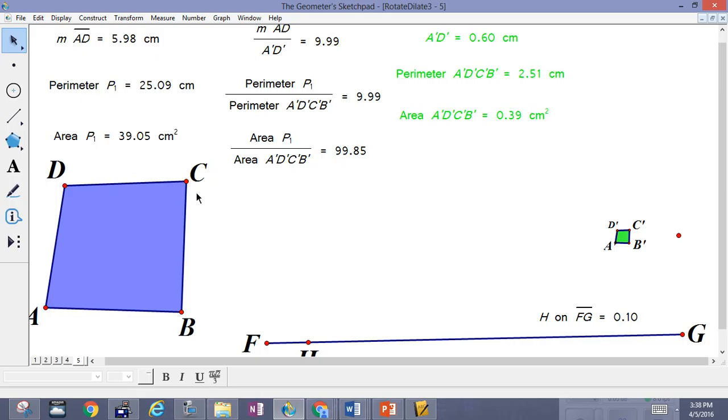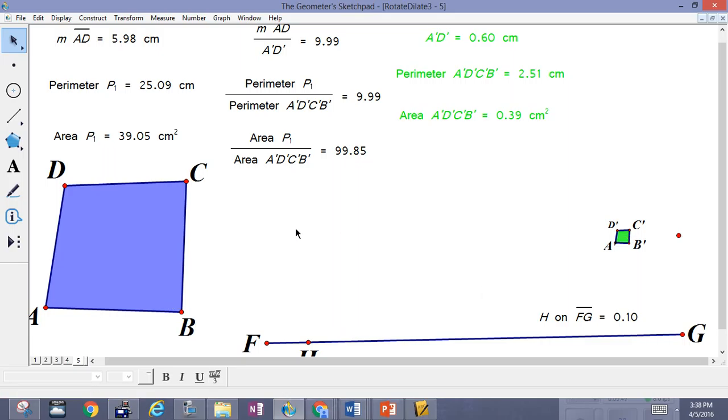So the area ratio is the perimeter ratio squared. The area ratio is the ratio of the sides squared. The area ratio is the scale factor squared. When we have a 1 to 10 ratio with the sides, meaning the polygon over here has sides 1/10 the length of its corresponding sides over here, its area will be 1/100th the area of this, implying 100 of these little polygons will fit in here.